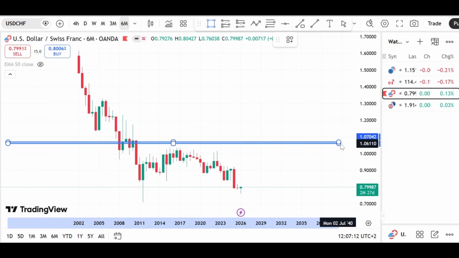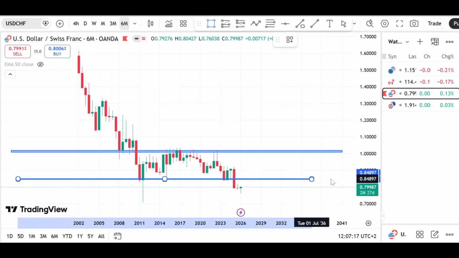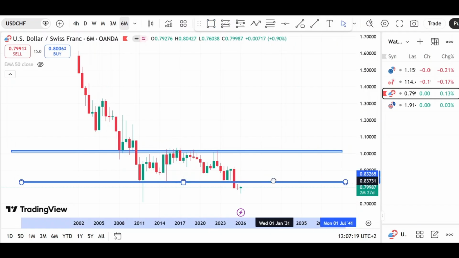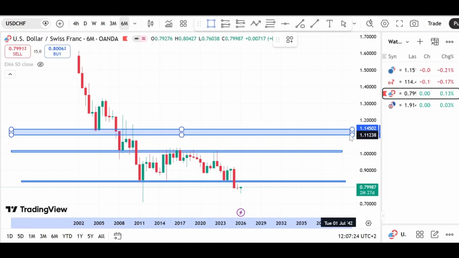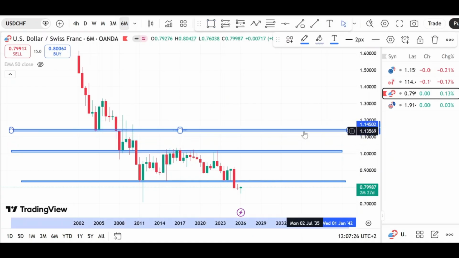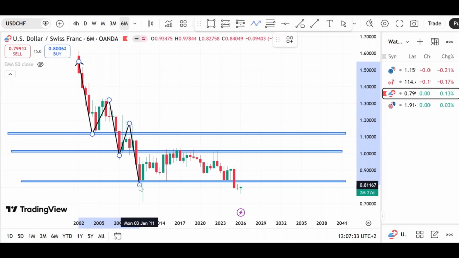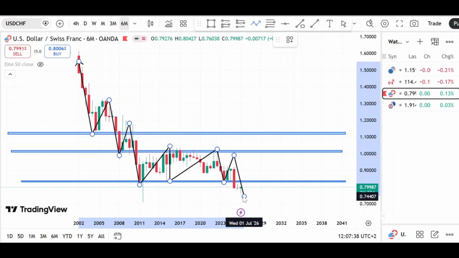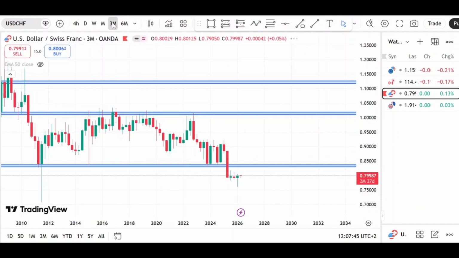This is a clear downtrend, because we have been seeing lower low, lower high, lower low, lower high, lower low, then a consolidation, but the sellers managed to break the consolidation zone. Let's go to 3 months to see what's happening.